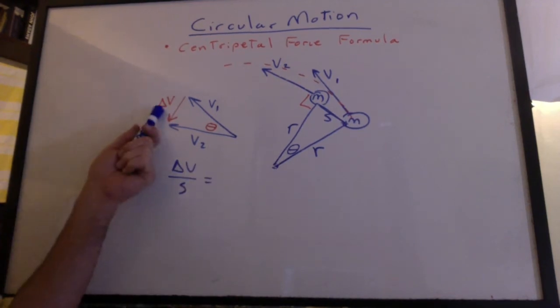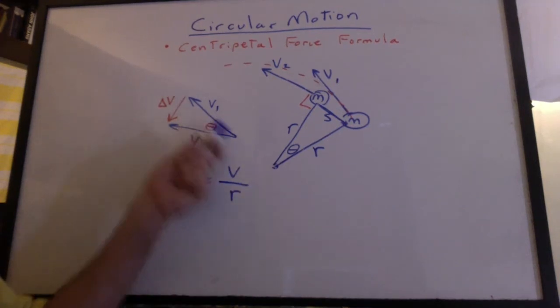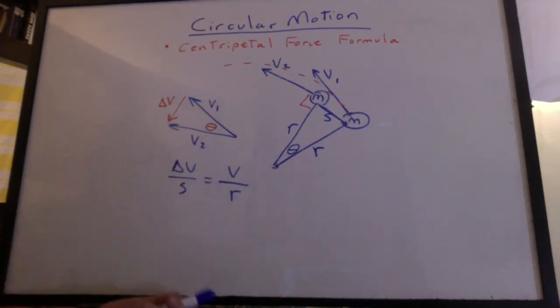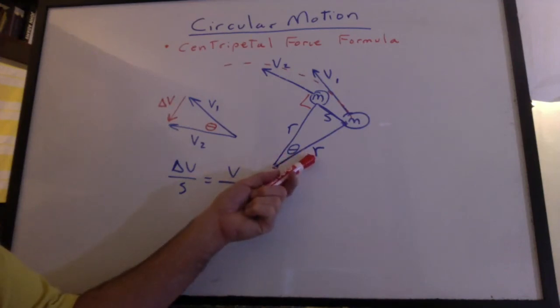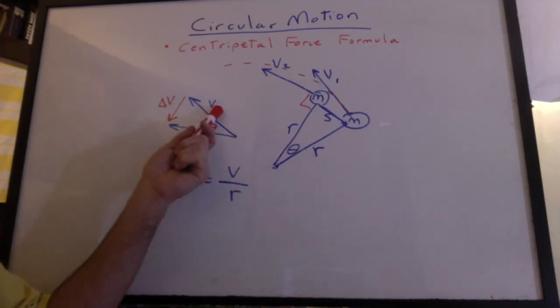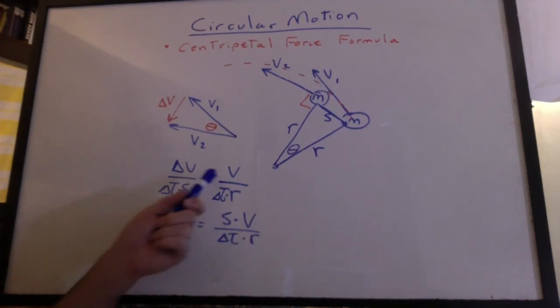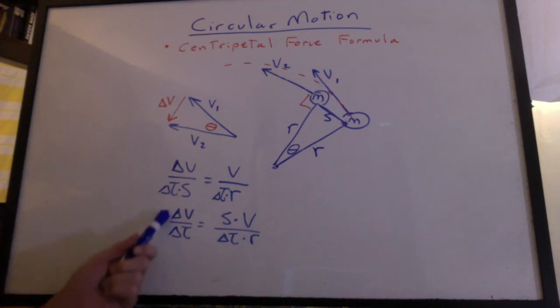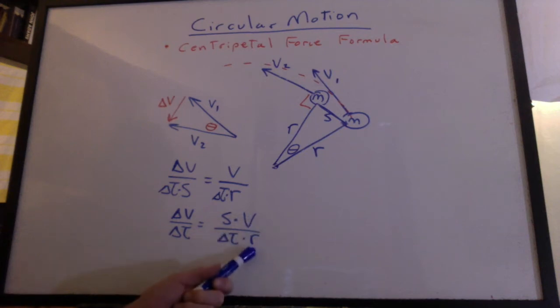So I'll say delta V is to S as V is to R. Now, which V? It doesn't matter. We're only looking at the magnitude here, and they both have the same magnitude. Well, it's going to take a certain amount of time to go from here to here, and that'll be the same time to go from here to here. So I'm going to divide by delta T on this side and delta T on that side. I'm going to bring the S over here, and now I have delta V over delta T equals S over delta T times V over R.